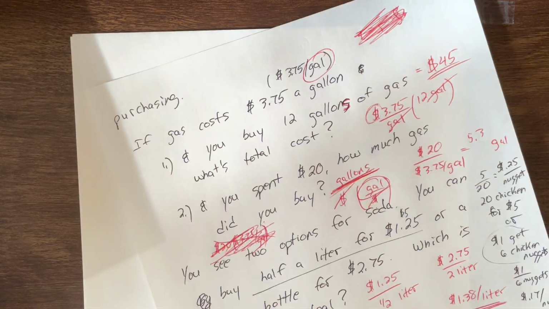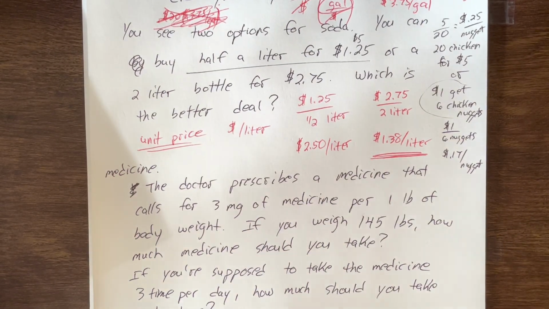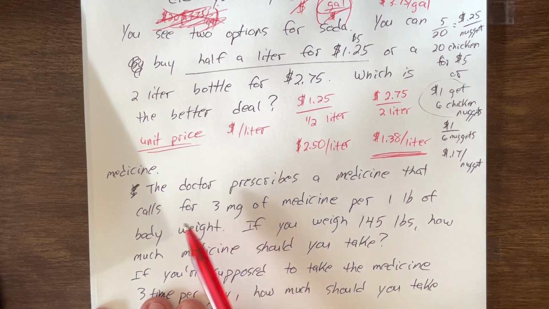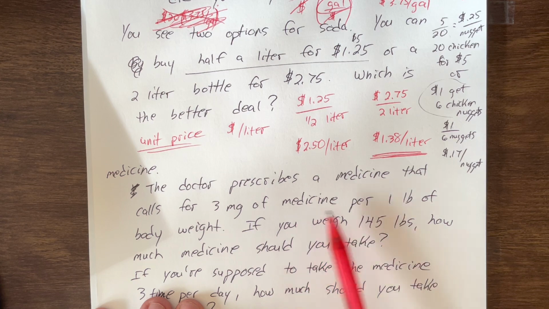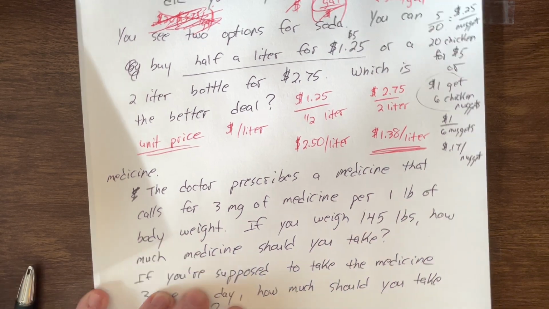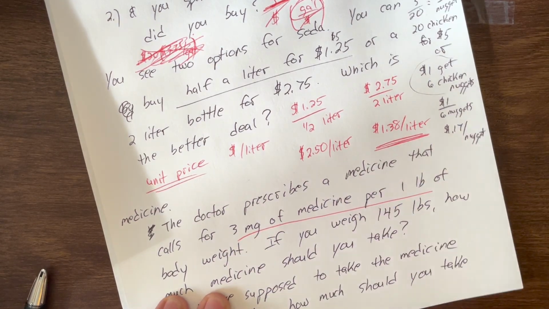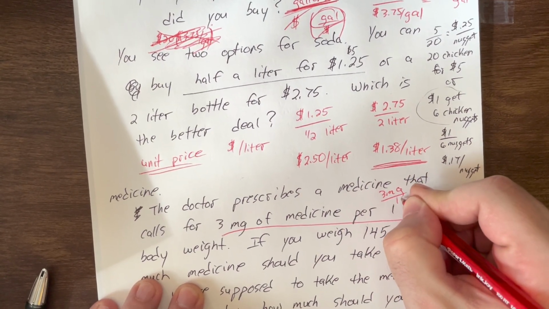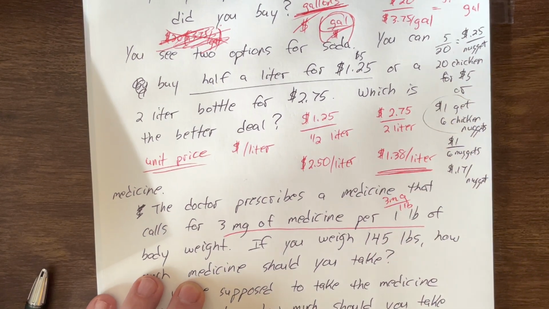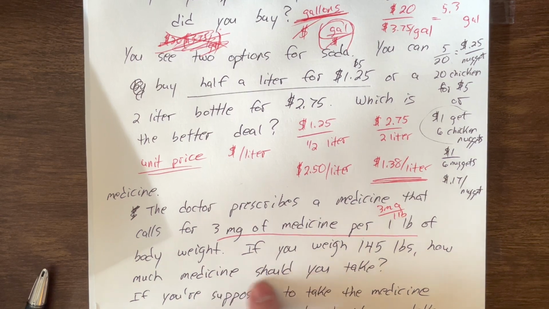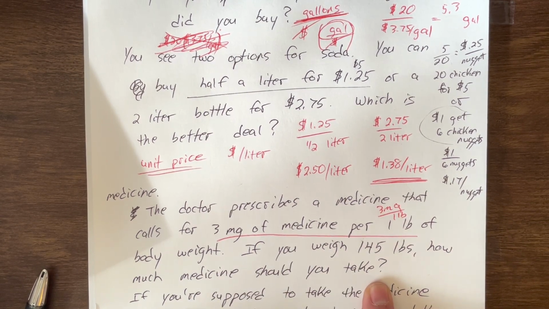So last idea, like I said, dosages. Doctor prescribes a medicine that calls for 3 milligrams of medicine per 1 pound of body weight. That is a rate. 3 milligrams per 1 pound. If you weigh 145 pounds, how much medicine should you take?